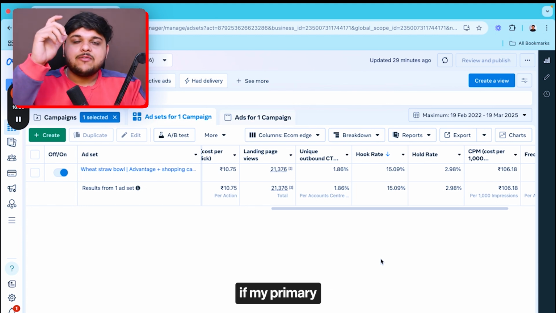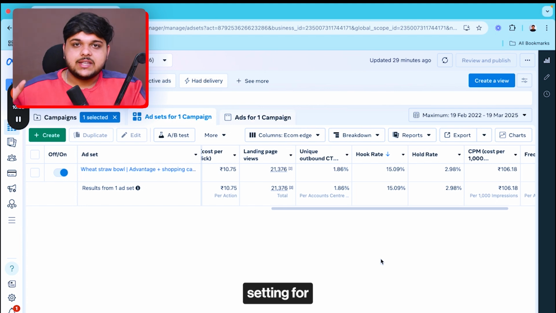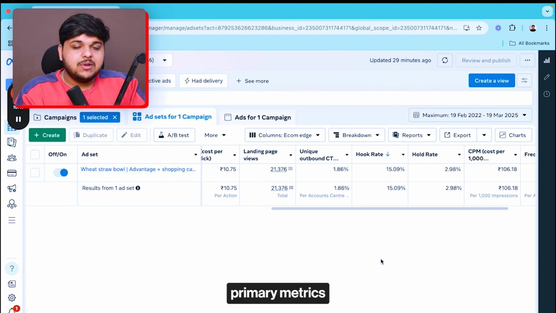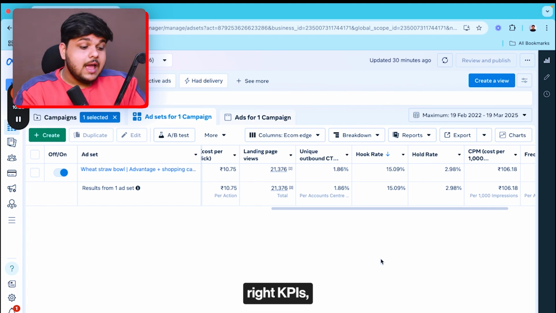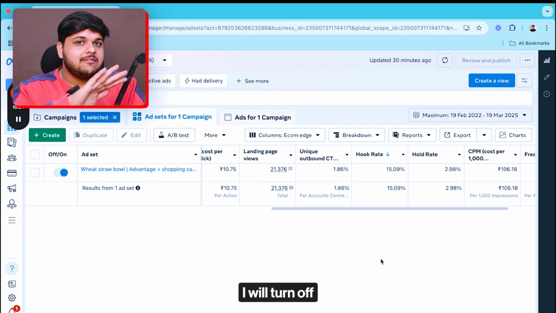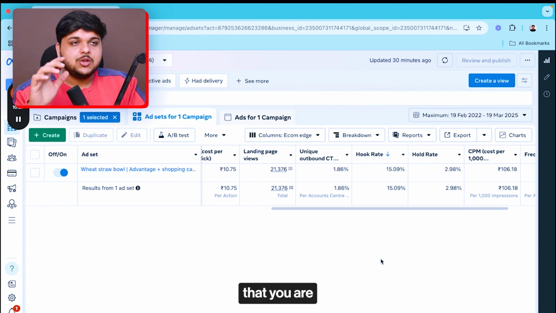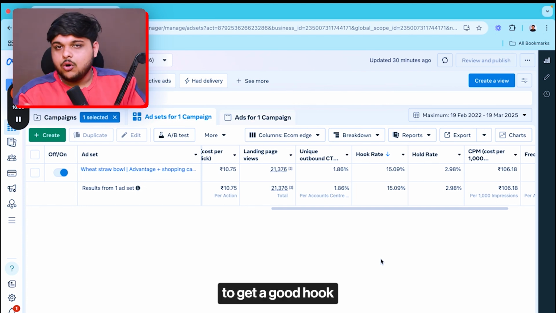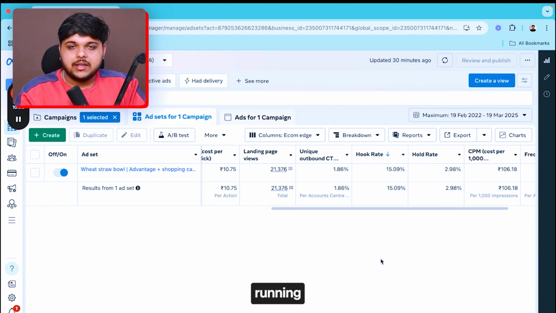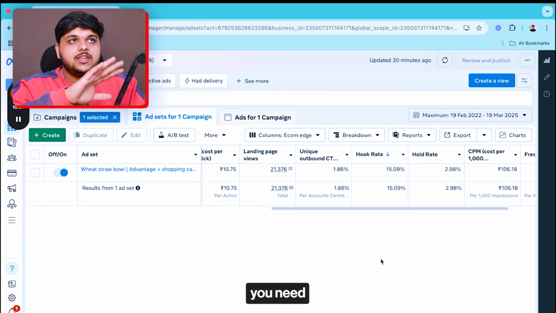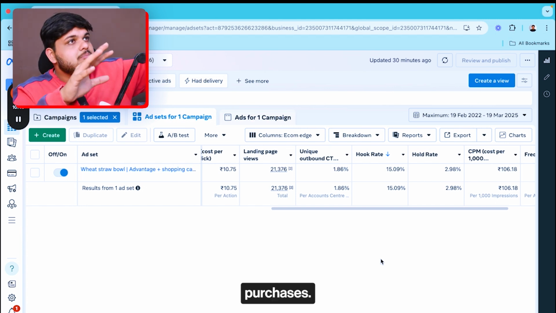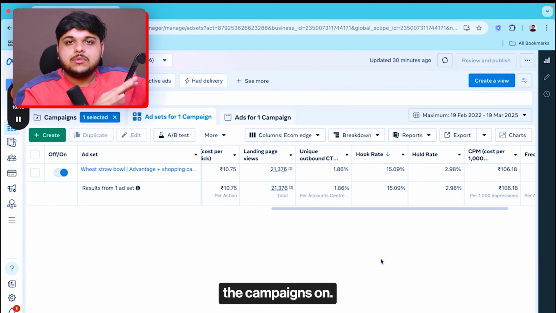What I mean by that is, if my primary metrics are hitting the KPIs that I'm aiming to achieve, and my secondary metrics are falling short, in that case I will still keep my campaigns on. But if my primary metrics are not hitting the right KPIs, and my secondary metrics are great, in that case I will turn off the campaigns, because you have to understand that you are not running the campaigns to get a good hook rate or good hold rate. Ultimately, you are running the campaigns to get purchases, and to get purchases in a profitable manner, right? So my main metrics are purchases. If those are great, I will still keep the campaigns on.